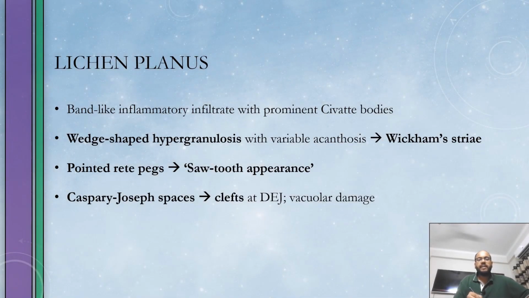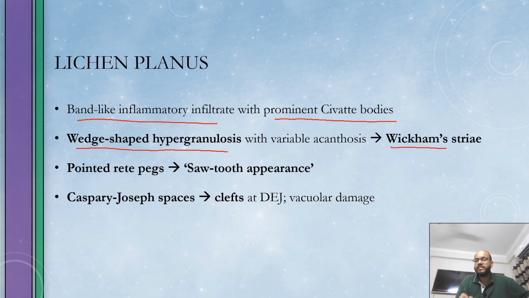Let's start with the prototypic disorder, lichen planus, which is the prototype disorder for lichenoid tissue reaction. In lichen planus, you see a band-like inflammatory infiltrate with very prominent civet bodies, which is part of the lichenoid tissue reaction pattern. Okay. Additional features are wedge-shaped hypergranulosis. Now, this wedge-shaped hypergranulosis is what we see as Wickham striae clinically. So Wickham striae is clinically seen, while wedge-shaped hypergranulosis is seen under a microscope.